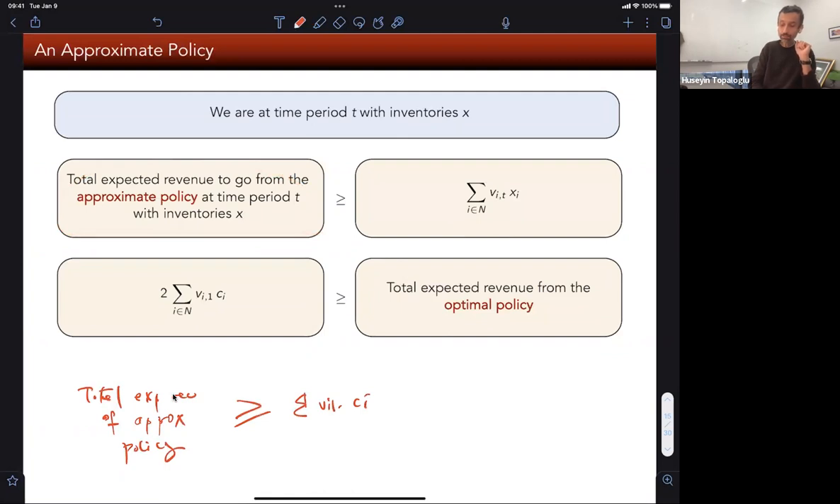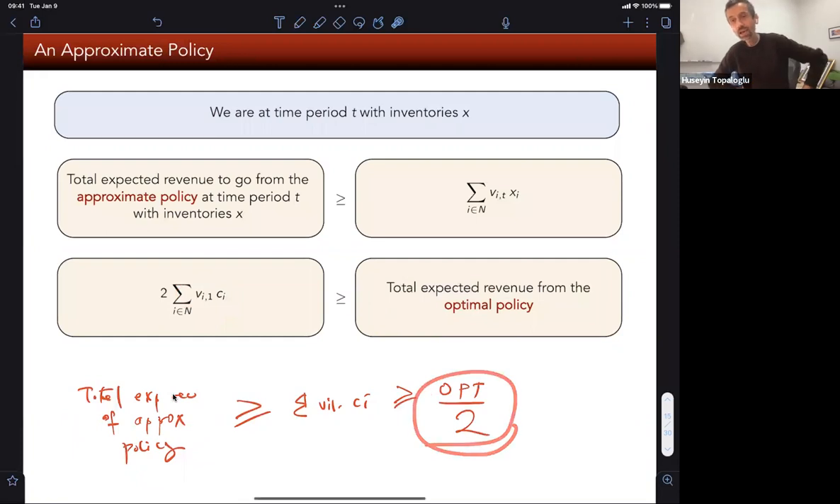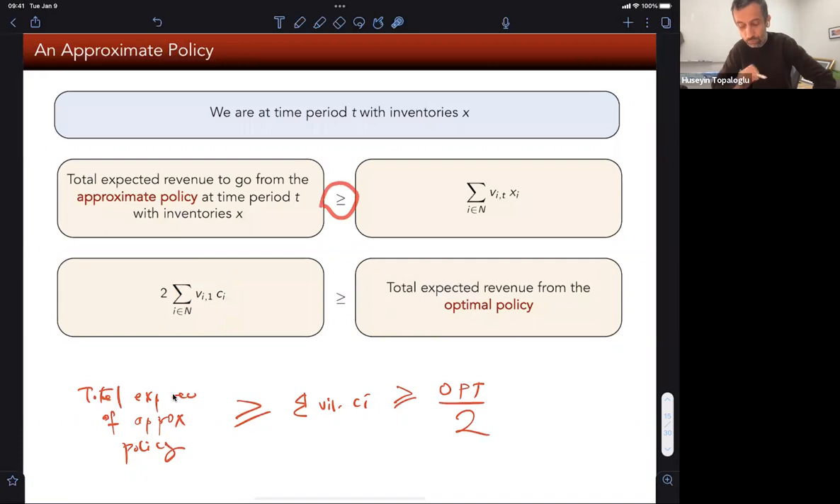On the other hand, I know that this quantity is at least half of the optimal total expected revenue. So then we're immediately going to get that the total expected revenue collected by our approximate policy is at least half of the optimal total expected revenue. Okay, so these are the two inequalities that we need to establish, and that's what we're going to do next.